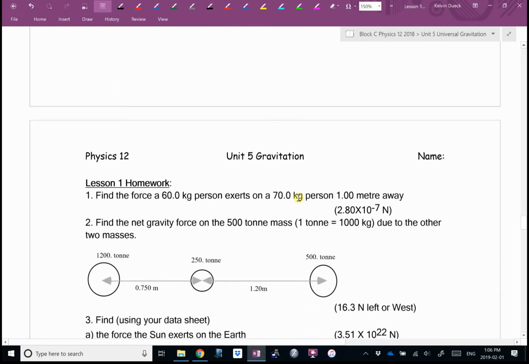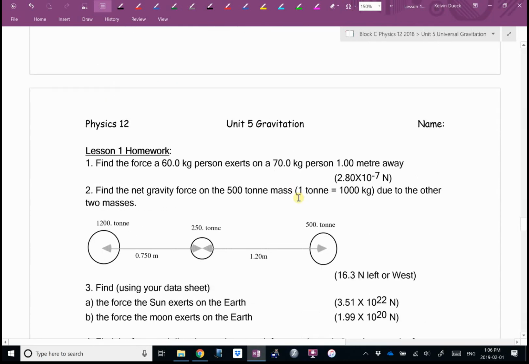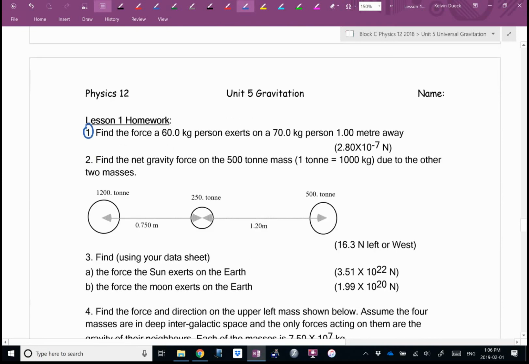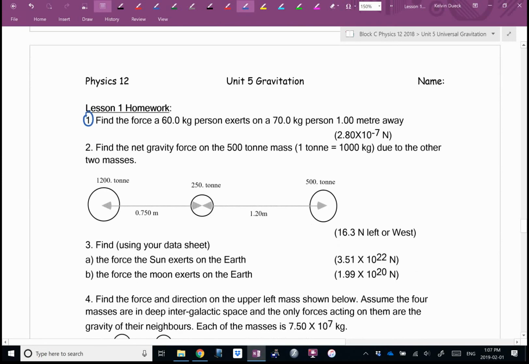What's your homework? Number 1. Put a star next to number 2. It's tough. I'm going to assign it. Number 2 has a potential Nobel Prize in physics hidden inside of it. This is called the 3-body problem. The reason it's called the 3-body problem is there's 3 masses.